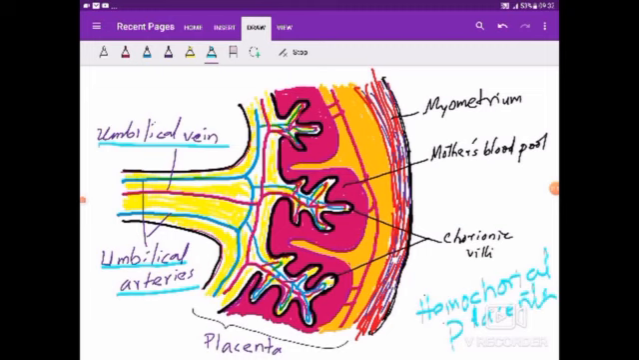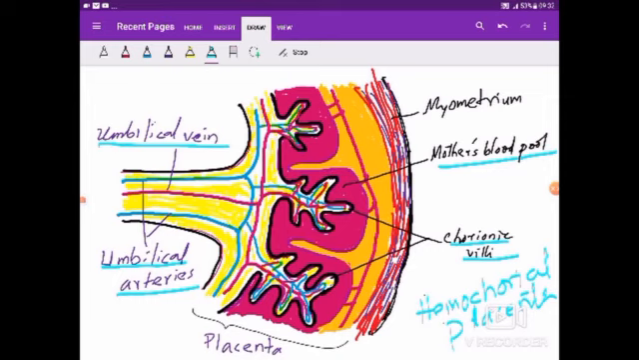Because we see that here the chorionic villi of the fetus, the placenta on the fetal side, is bathed or completely immersed in the mother's blood pool. That is, the chorionic villi are directly penetrating into the blood pool of the mother, and the epithelium of the chorionic villi is in contact with the mother's blood pool. That helps in absorption of the nutrients from the mother's blood.